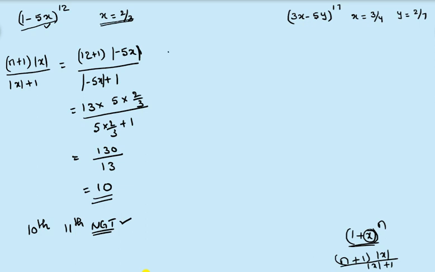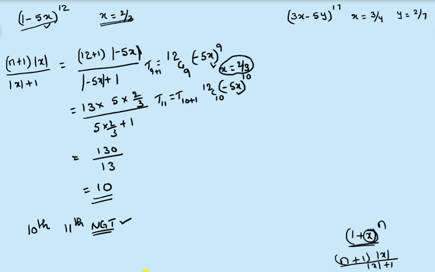Come on, tell me what is the 10th term? The 10th term is nothing but T(9+1), that is equal to 12C9 into (−5x)^9. Next, the 11th term T11 is nothing but T(10+1), which equals 12C10 into (−5x)^10. Now either here or here, in place of x we have to substitute 2/3, so we will get the value of the numerically greatest term.